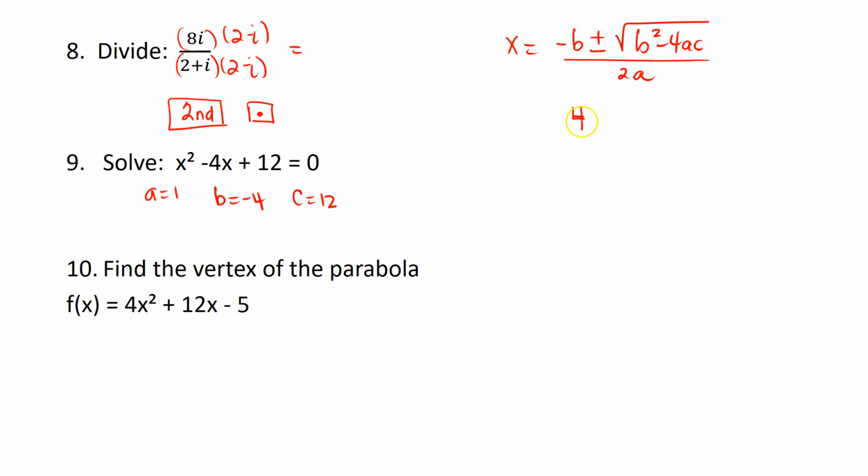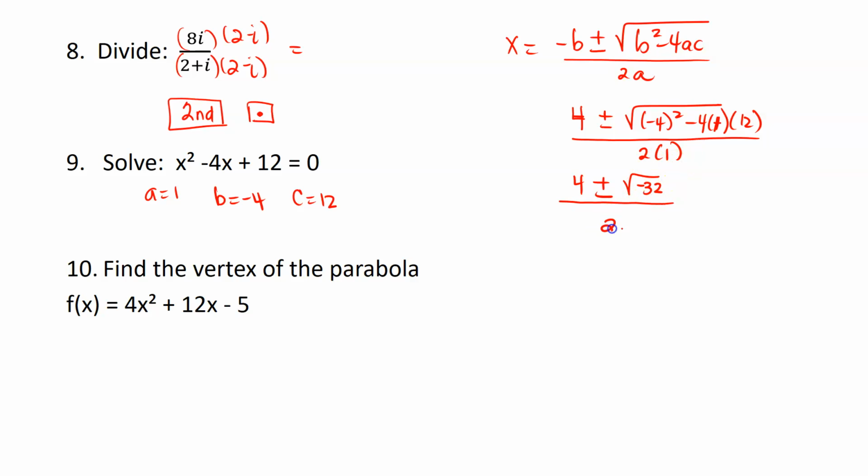When I take negative 4, it turns positive. When you square negative 4, you need to put the negative 4 in parentheses. A is 1, C is 12, over 2 times 1. Now take your calculator, type in what's underneath the square root, and you would end up with negative 32, and then 2 times 1 is 2. To take care of the negative underneath the radical, you would put an i.